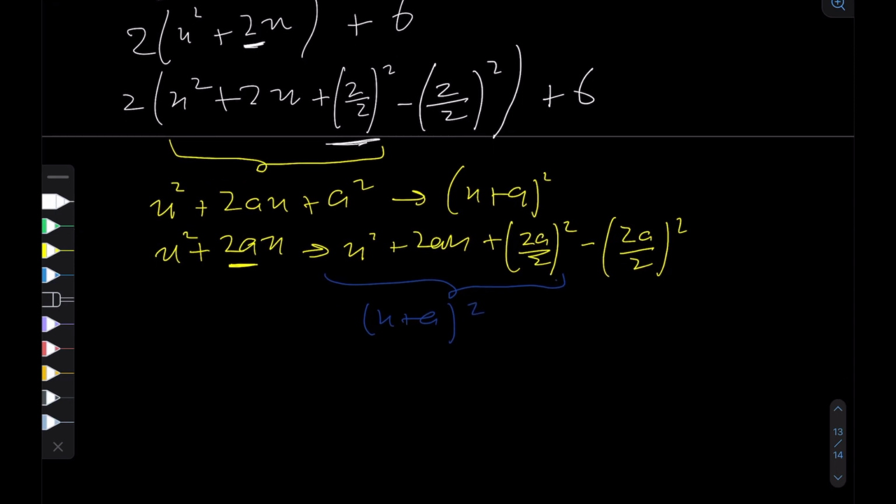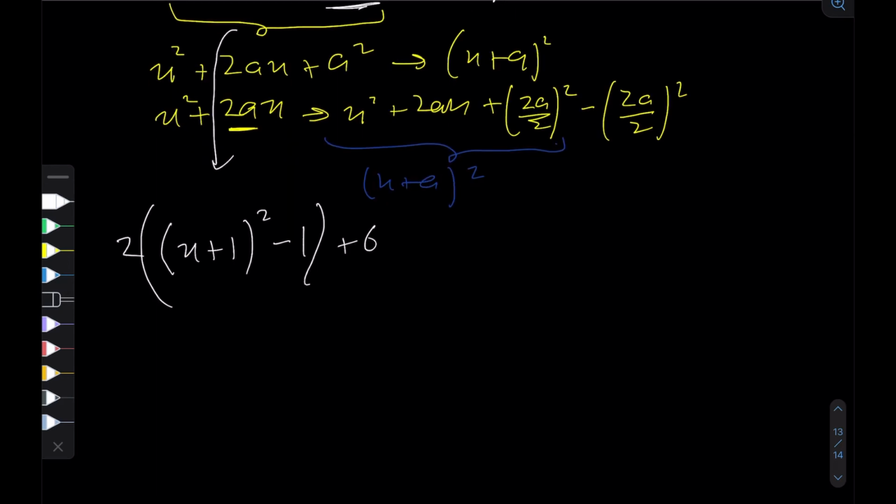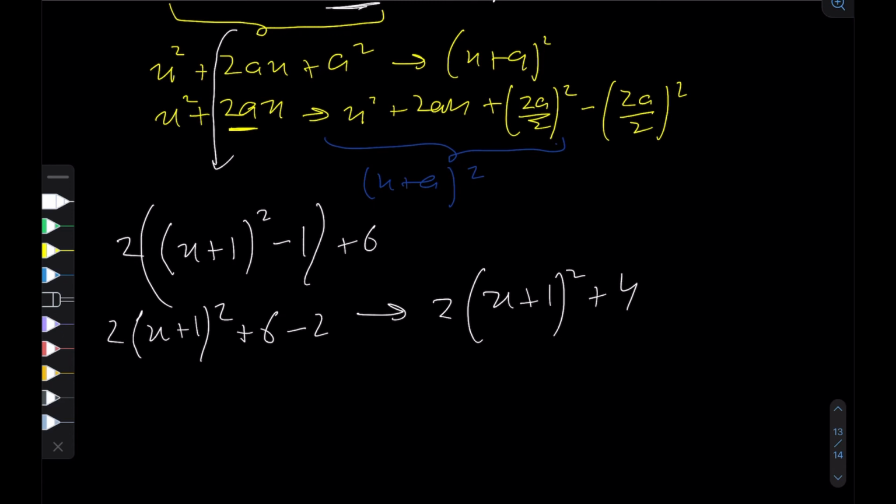Right, so what I can do is I can compress this part into a whole squared. So x plus, well, 2 divided by 2 is 1, (x plus 1) whole squared, and then I still have a minus 1 squared, which is just minus 1, plus 6. Right, so I just take the minus 1 out, so 2 times (x plus 1) whole squared, plus 6 minus 2, and so we get our completed squared form, plus 4.